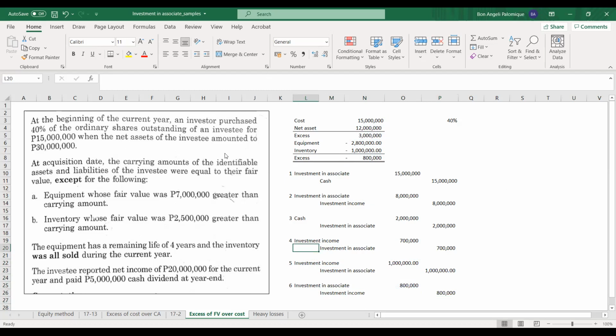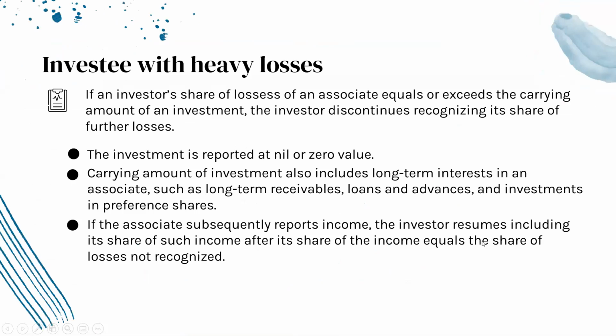Okay, so let's go back to the discussion. The next concept in investment in associate is the investee with heavy losses. So, for example, the investee we invested in has nothing but losses. Say the carrying amount of your investment in it is 10 million, and your share of the losses exceeds that. We stop at our carrying amount. If an investor's share of losses equals or exceeds the carrying amount of an investment, the investor discontinues recognizing its share of further losses. So, we will not share in losses beyond our carrying amount.